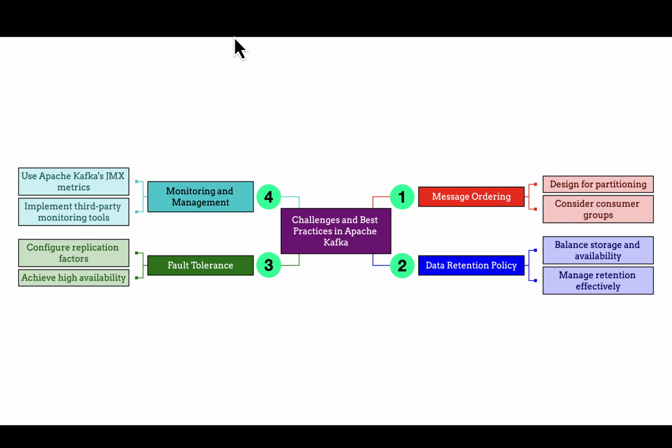4. Monitoring and management. Monitoring Kafka clusters is essential for understanding their health and performance. Using tools like Apache Kafka's JMX metrics, alongside third-party monitoring tools, can provide deep insights into Kafka operations.